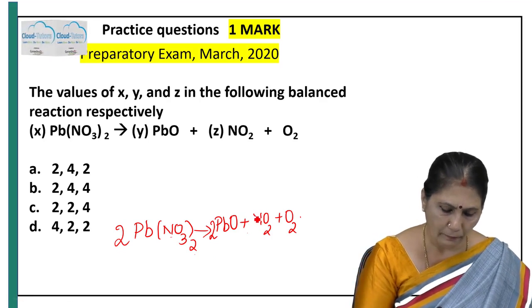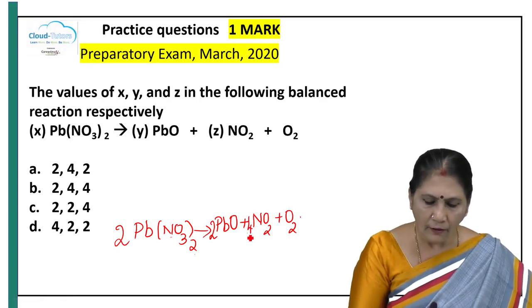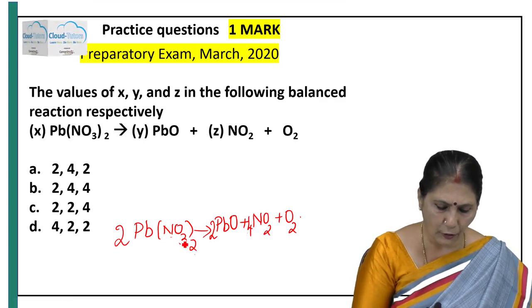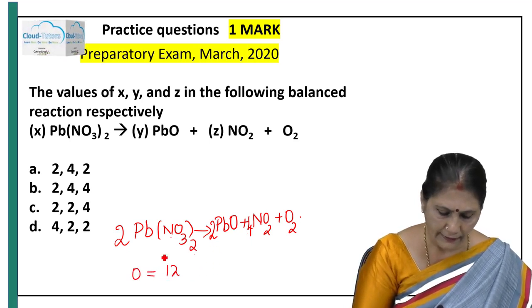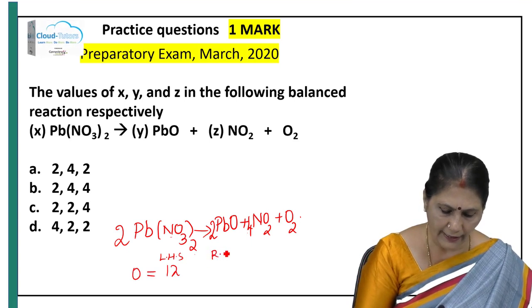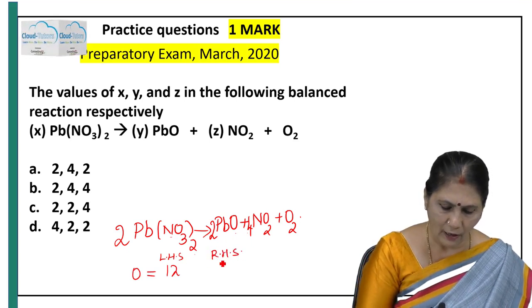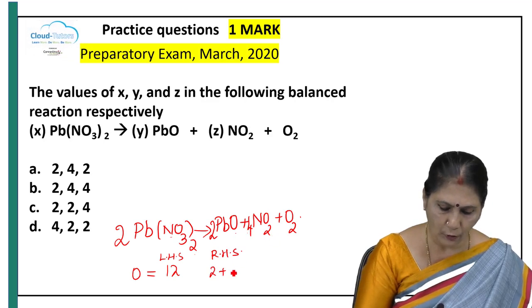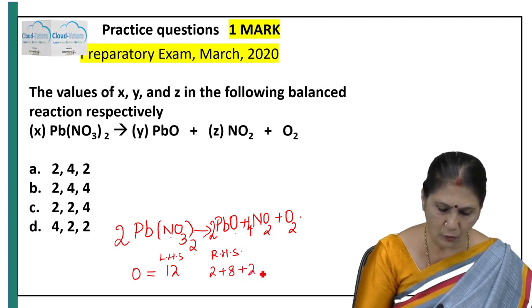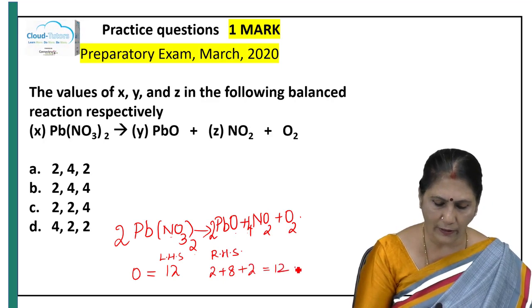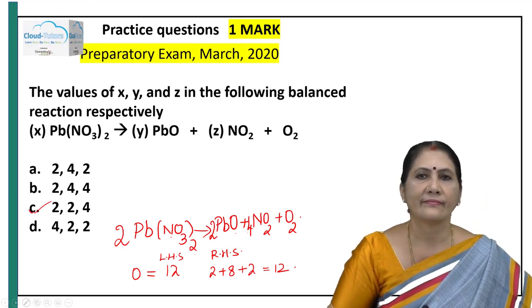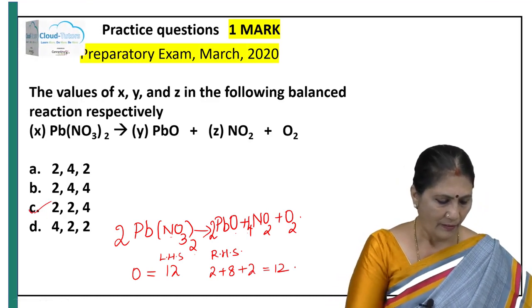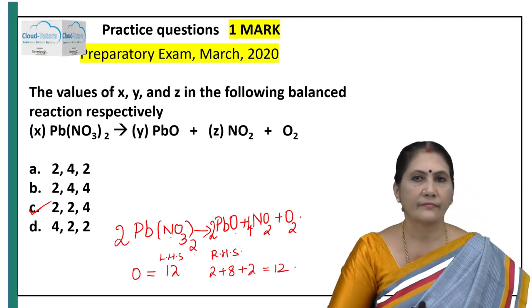That means I have to use a number here, 4. Nitrogen becomes 4. Oxygen, 3 into 2, 6; 6 into 2, 12. That means oxygen atoms are 12 in number on the left hand side, and this is on the right hand side. I have to just quickly see. Oxygen is 2 plus 4 into 2 is 8, plus here it is 2. So 2 plus 8 is 10, 10 plus 2 is 12. So the correct answer is 2, 2, 4. That is the answer. So the answer is C.